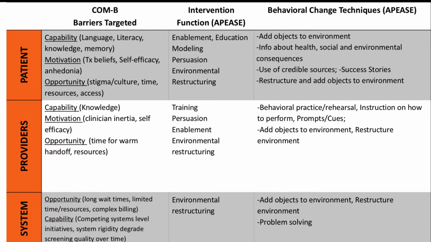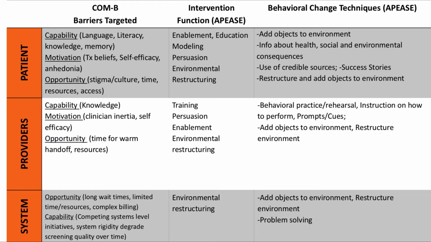So after we ascertain some barriers at the patient, provider, and systems level, we then categorize these barriers into capability, opportunity, and motivational constructs. For example, language and literacy or lack of knowledge about collaborative care fit into the patient level capability issues. However, complex billing systems and long wait times were opportunity level barriers at the systems level. These then map to several intervention functions and behavioral change techniques.